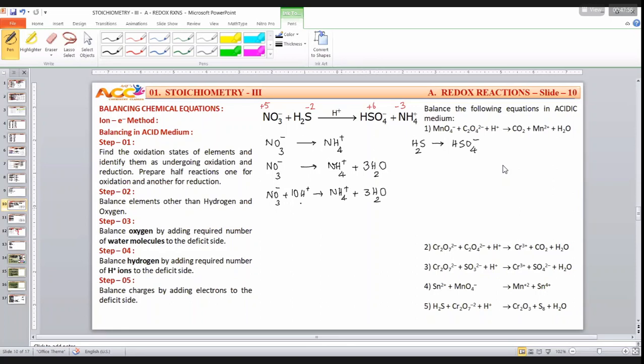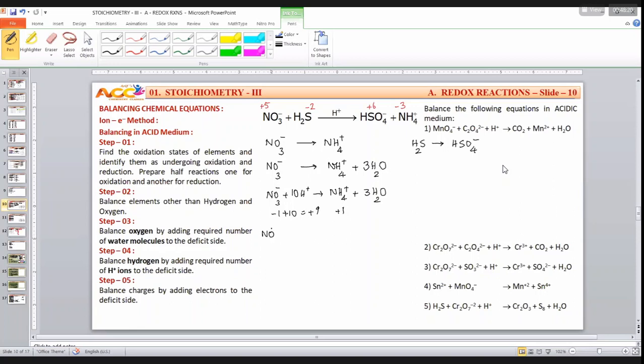1 nitrogen, yes sir. 3 oxygens, yes sir. 6 plus 4, 10 hydrogens, yes. Now charge. This is -1. This is +10. This is +10. This is +1 only. Okay. Now we are having is equal to +9. Therefore, here we have more positive charge. You have to add electron left hand side.